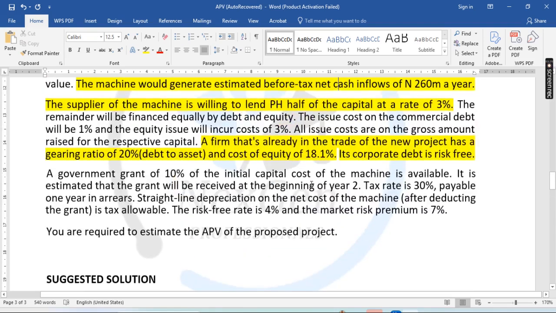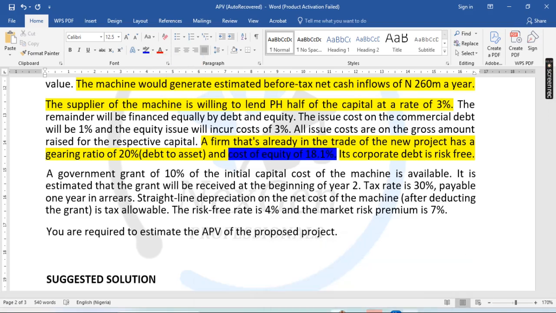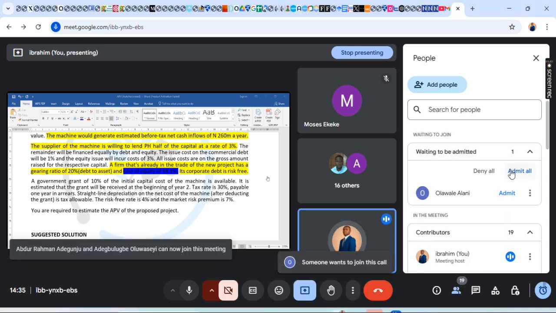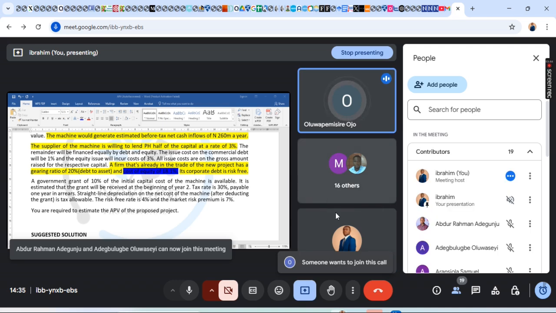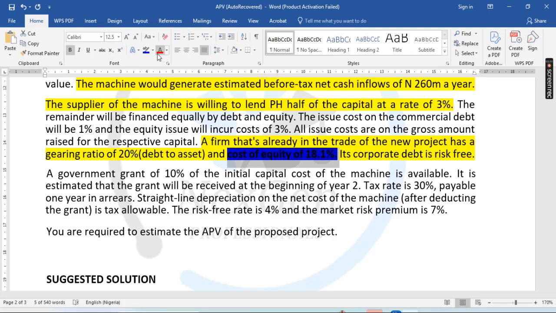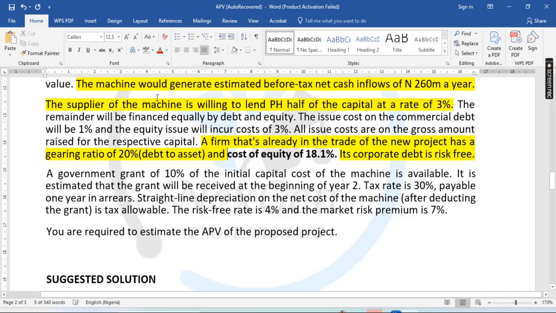Now, since we were given the cost of equity of the proxy company, can you see it? Let me highlight it differently so that you see it. Can you see the cost of equity of the proxy company? Please use another color. I can't see it. Use a lighter color. Okay, thank you. So, can you see it now? The cost of equity of the proxy company, can you see it?